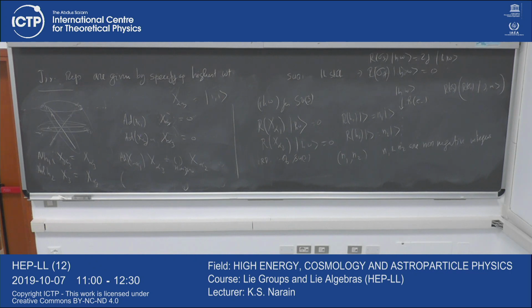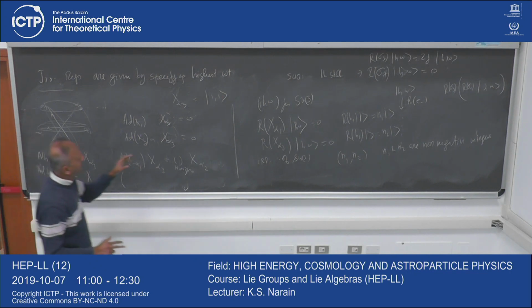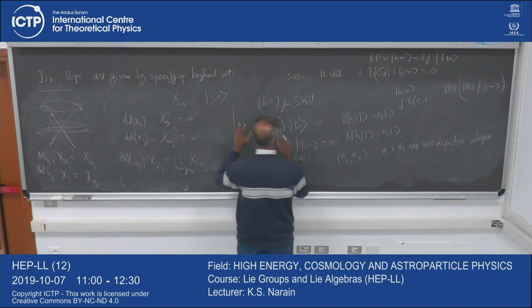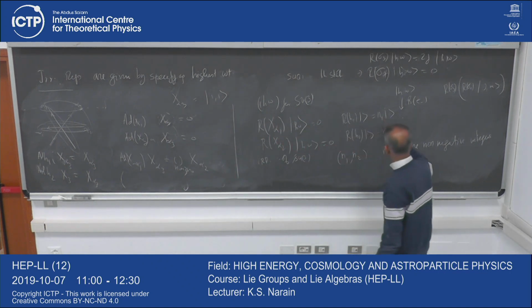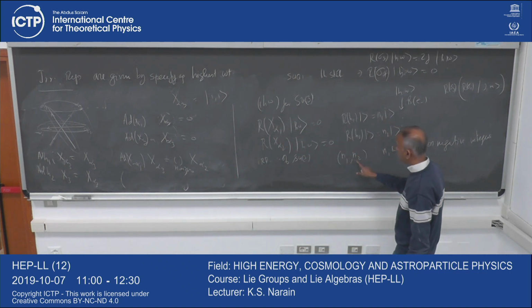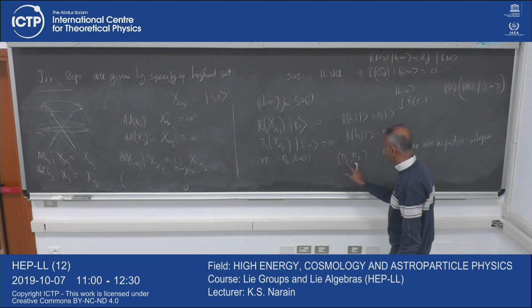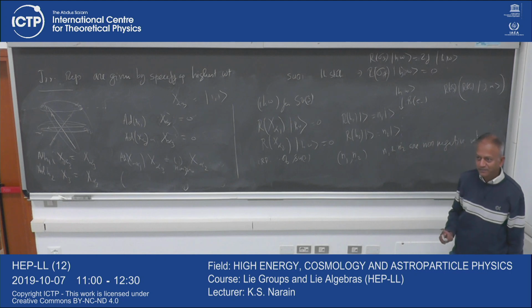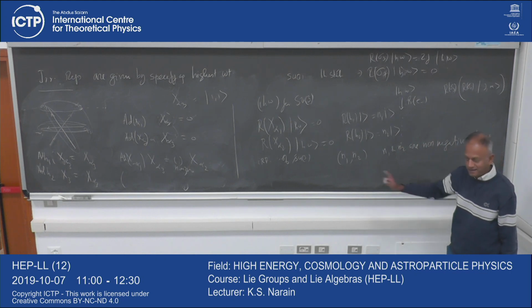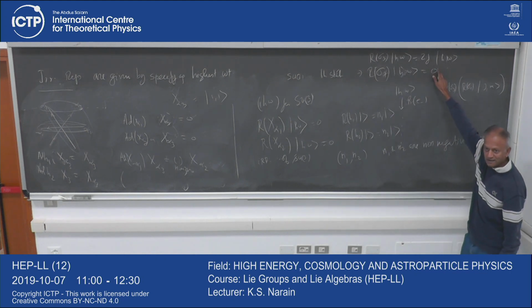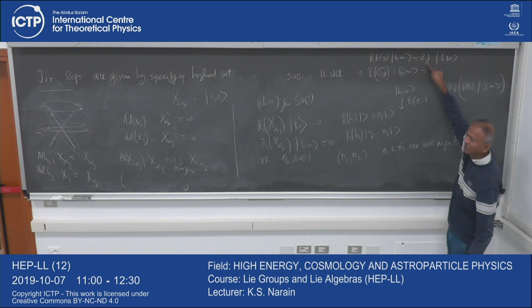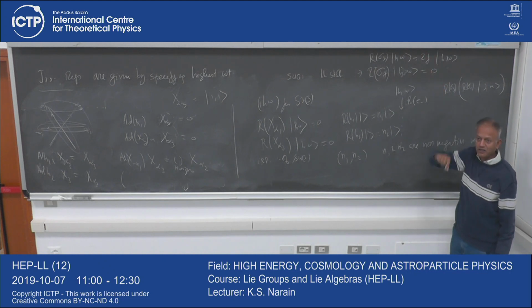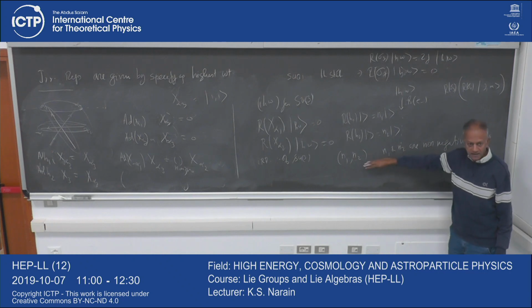So the point I'm making is that you give me any two non-negative integers n1 and n2, and for each such choice there exists an irreducible representation. Exactly like in the SU2 case. You give me any non-negative integer here, and there exists an irreducible representation. And exactly the analogous statement holds for SU3.